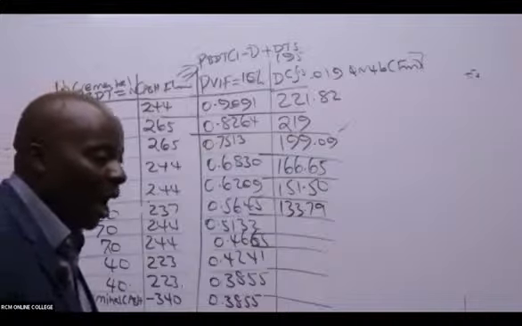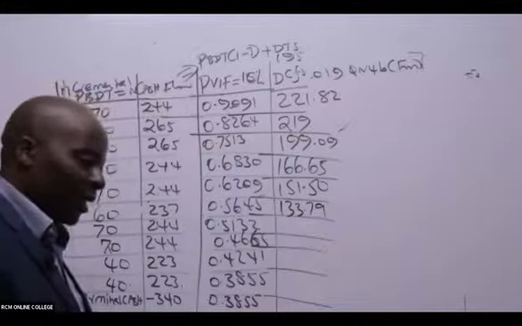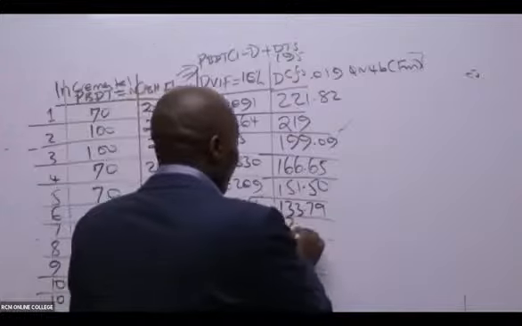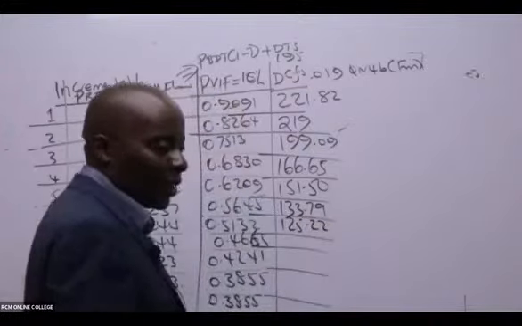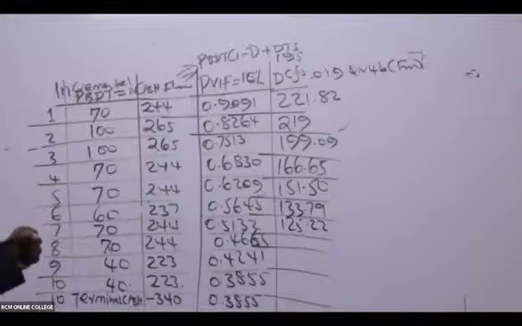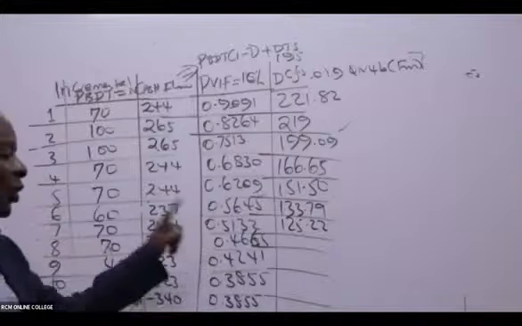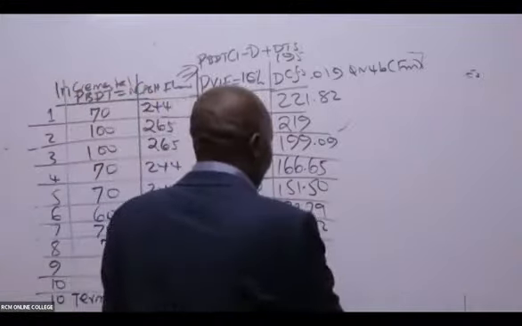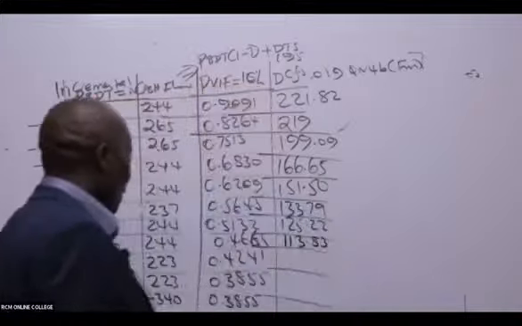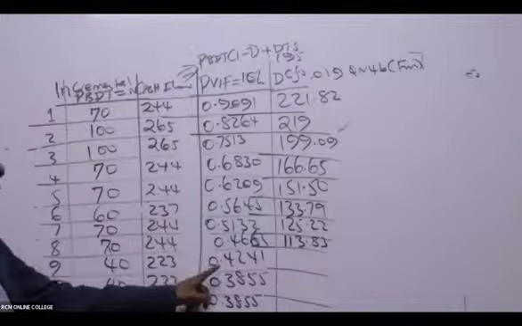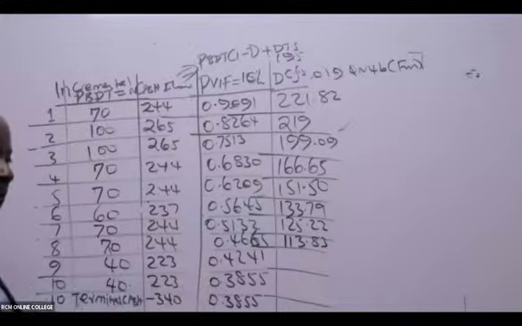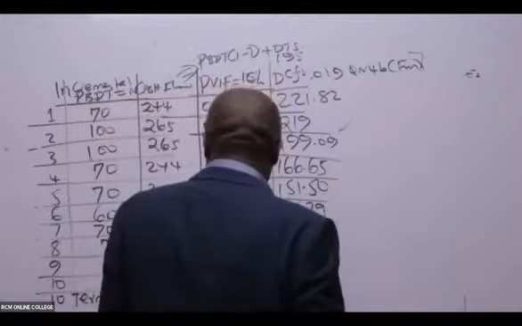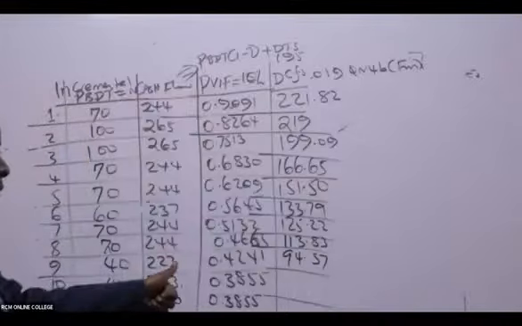Then we take 244 times this. Let me go slow here. 125.22. This is the correct answer. We are almost there. I'm so excited. Year number 8, 244 times this. So we have here 113.83. Then we go to 223 times 0.4241. 94.57. Then we go to the second last, 223 times 0.3855.